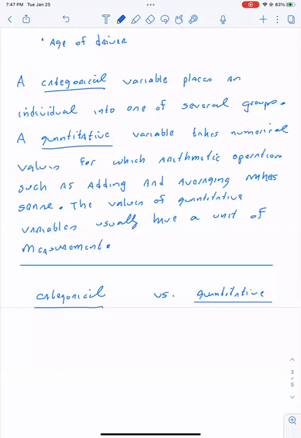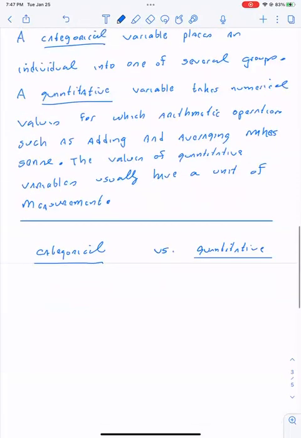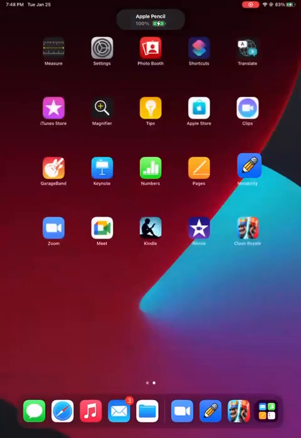The two that are normally used for categorical variables are pie charts and bar graphs. Anyone here ever see a pie chart? Yes.